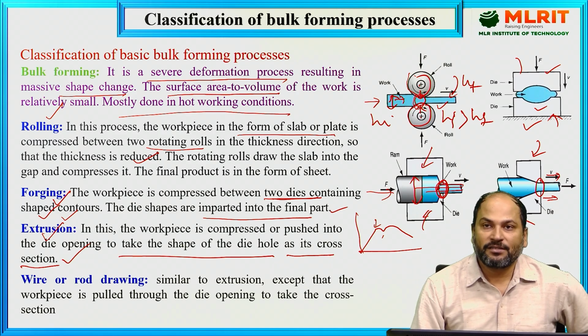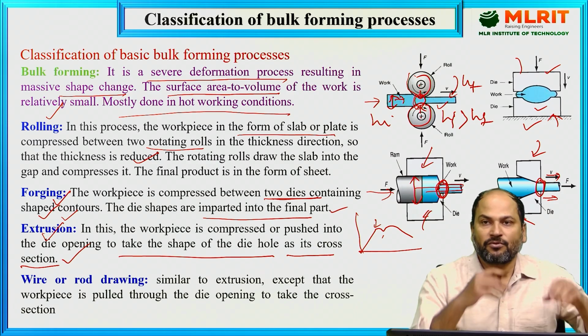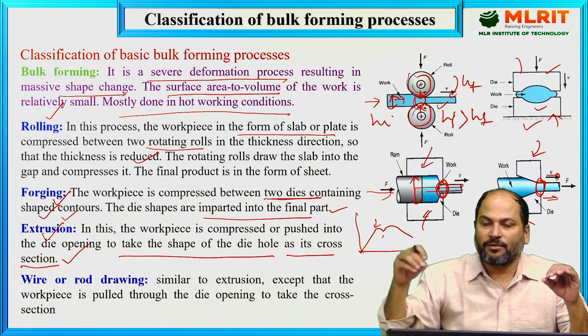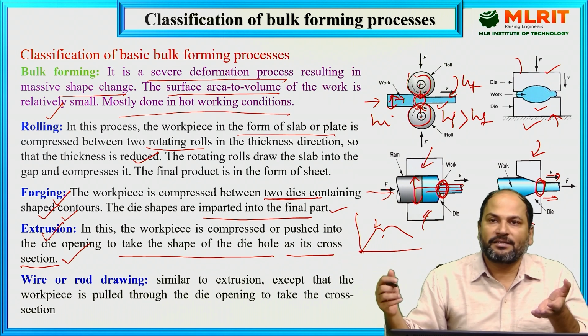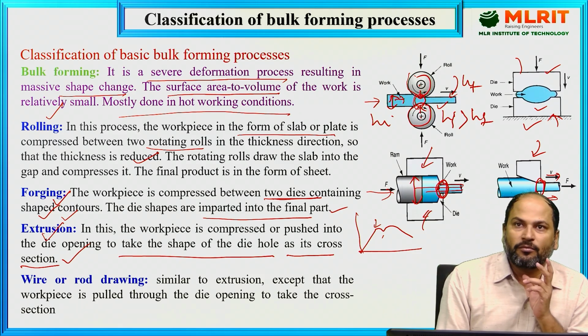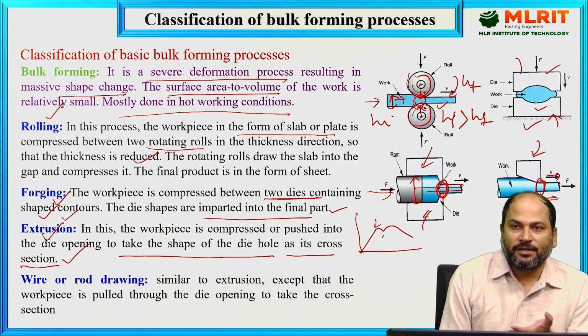If it is a tube, whatever the dimensions are there, it will take the shape of that one. If it is a wire, multiple die arrangement will be there, so that wire will pass through the multiple dies, and finally its shape will change or its diameter will be reduced over there. So these are the four bulk deformation processes that we will take in detail further, but just for introductory purpose we have discussed these things.